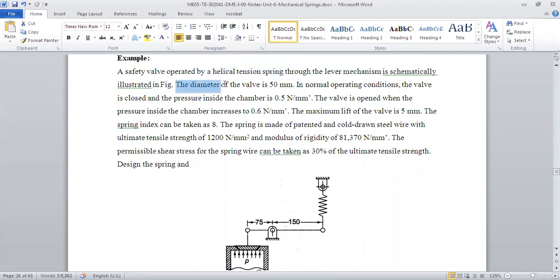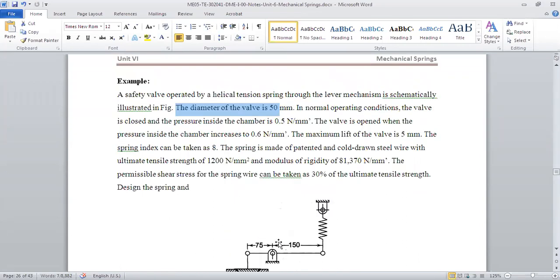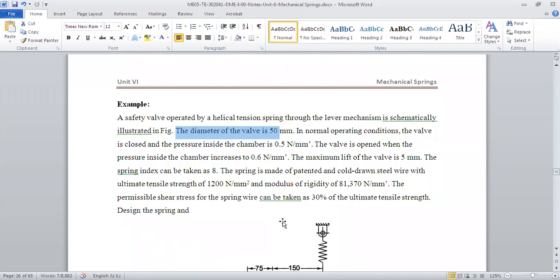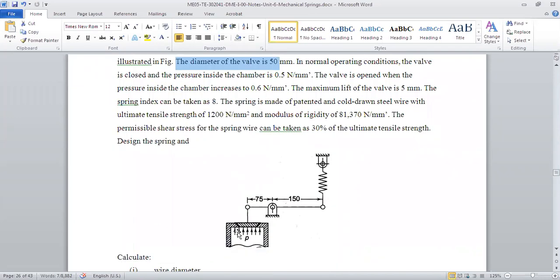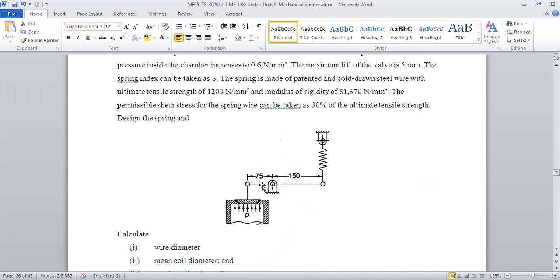Okay, so the diameter of the valve is 50 mm. The diameter where the P is written of the valve is given as 50 millimeter. Now what does this mean? A 50 millimeter diameter means the area is pi by 4 d square. That will be the area which is taking the pressure. So pressure into that area will be your force on the valve.